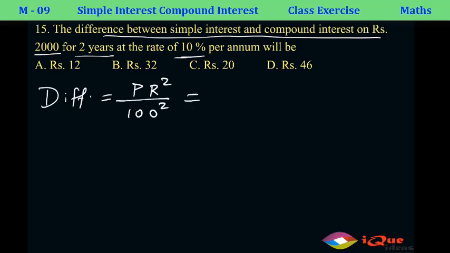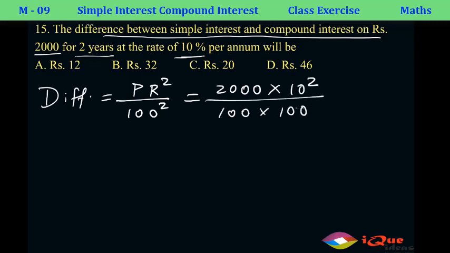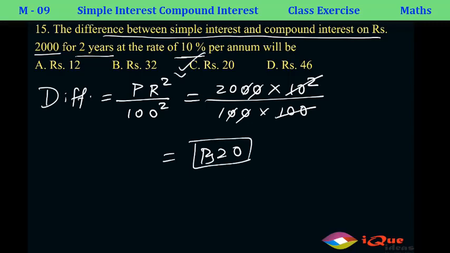So it is equal to, P is 2000, R is 10, so it is 10 square, upon 100 square, which is 100 into 100. Now 10 square is 100, so 100 will get cancelled by it, and 0 will cancel here, so it is straight away 20 rupees. So this is the value of that required difference, which is option C. Right, now let's go to the next question.